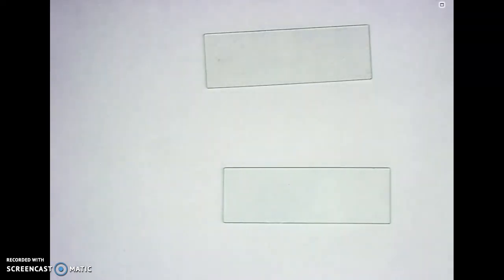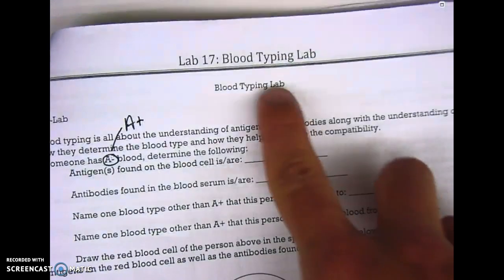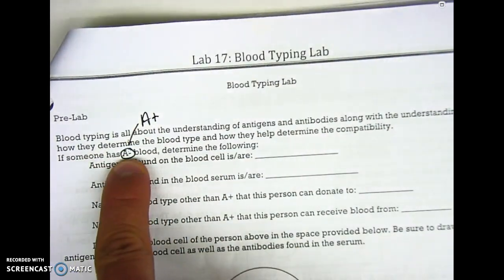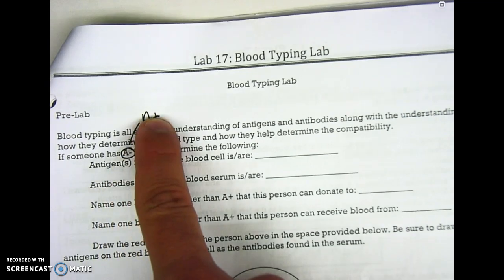All right, today we're going to do Lab 17, the blood typing lab. Unfortunately, I'm not here today, so I want to go through the information that you would get if I was present. The first thing on Lab 17, if you can make one minor adjustment in the pre-lab, the third line says A negative. If you can change that to A positive, that would be great.